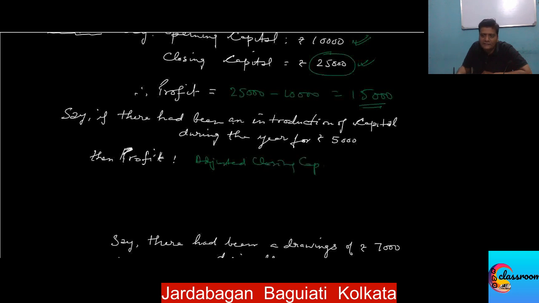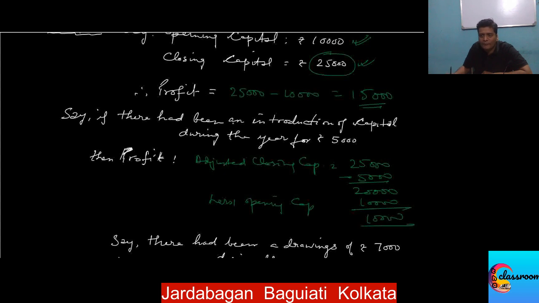Adjusted closing capital is 25,000, and there was a fresh introduction, so we need to reduce this. We get 20,000. This is the closing capital actually, which has increased due to profits only. From this, if we deduct opening capital of 10,000, we will get a profit of 10,000. This is our profit for the year.